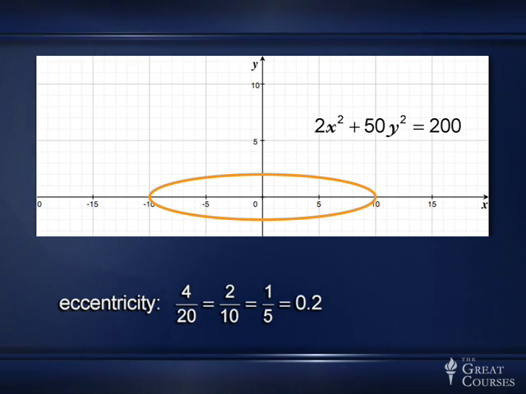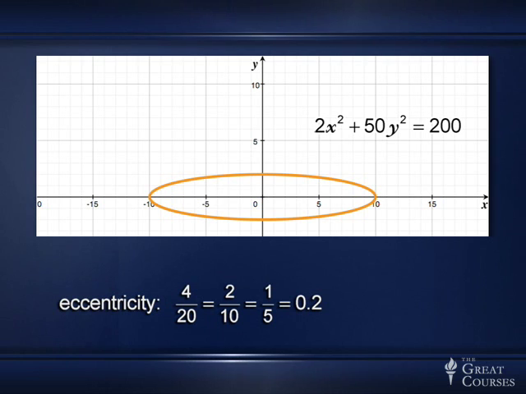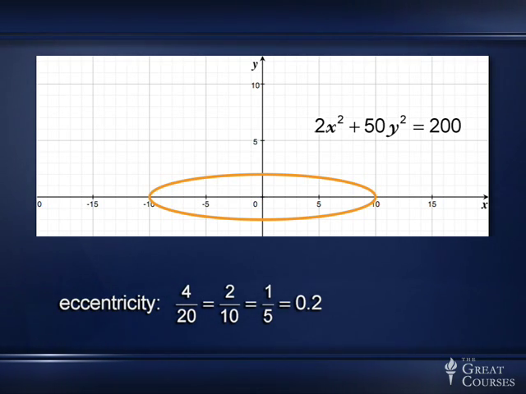That number, 0.2, is closer to 0 than to 1. And that immediately tells me that the ellipse here has to be pretty flat, because the eccentricity is closer to 0 than to 1. Okay, we've talked quite a bit today about ellipses.